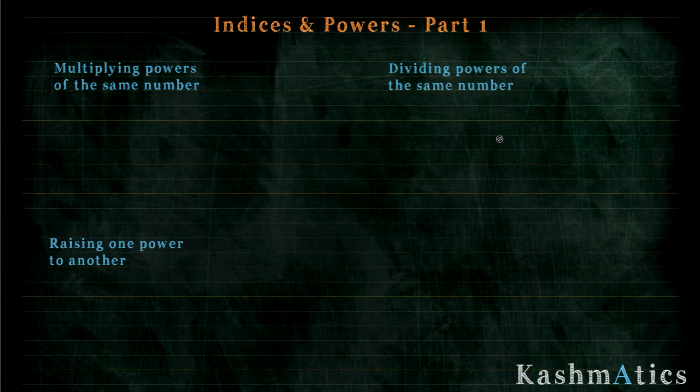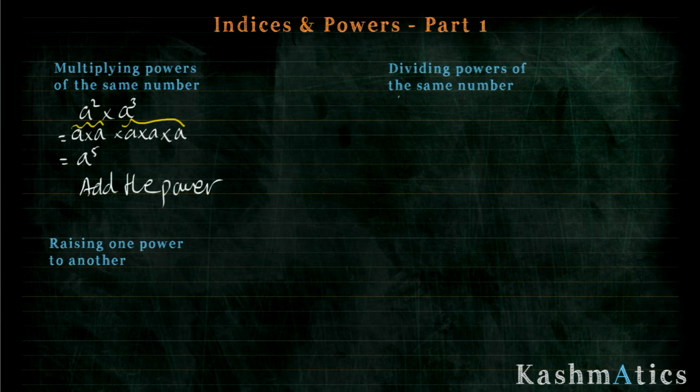The first of the three rules is how to multiply powers of the same number. So let's say we have a squared multiplied by a to the power 3. Now what you've got to understand is that the a squared means a times a, and the a cubed means a times a times a. So that's that part, and that's that part. And as you can see, a's been multiplied together 5 times, so that would be a to the power 5. So in the case of multiplying powers of the same number, all you need to do is add the powers.